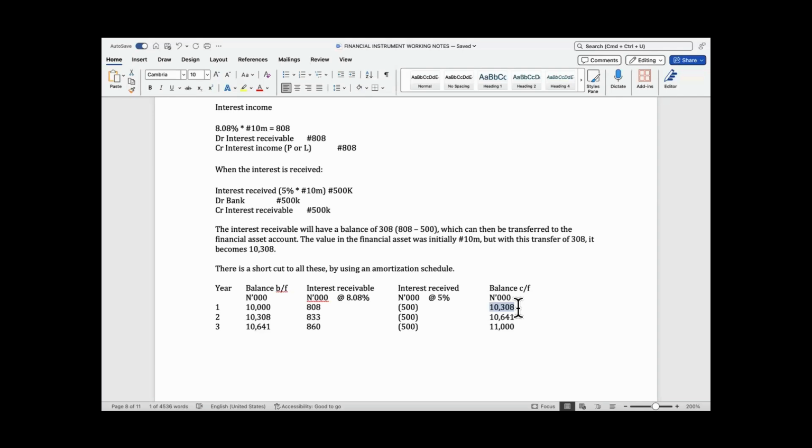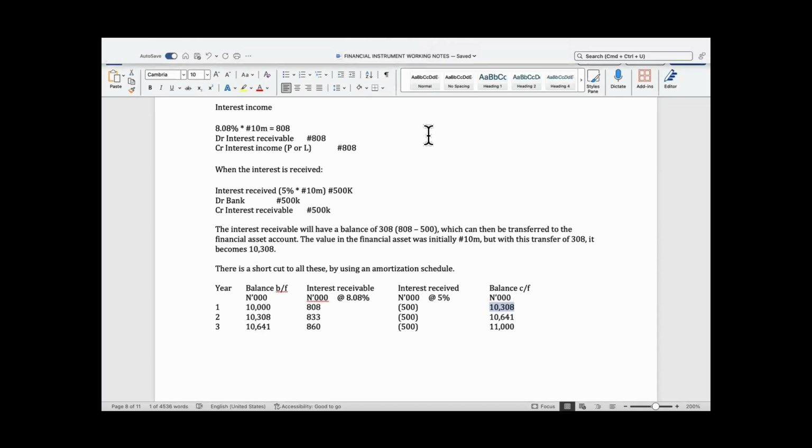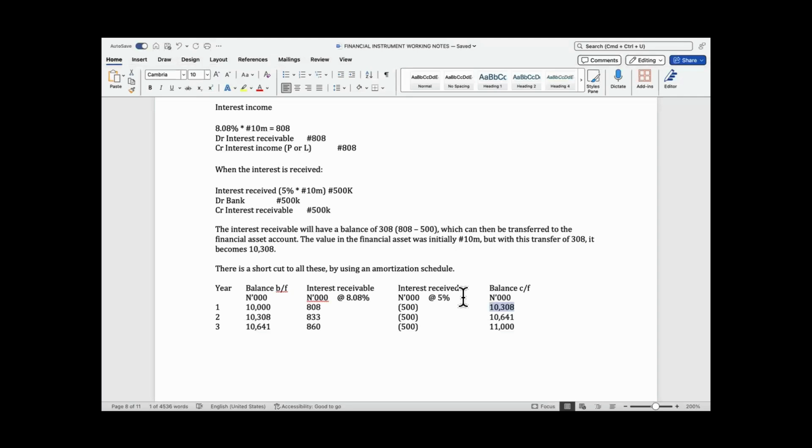And I also mentioned transaction cost last week. I told you that for transaction costs, that also depends on how it is classified. If the debt investment is classified either at amortized cost or at fair value through OCI, then the transaction cost will be treated as a capitalized item. You're going to capitalize it by adding it to the financial asset. But if it is at fair value through P&L, you expense that.